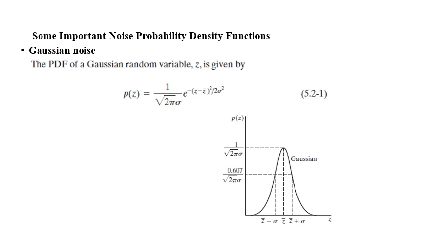So this is how the probability density function of the Gaussian random variable Z looks. I hope this part is very clear. Now, let us go to the next one.